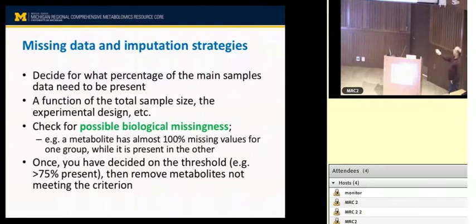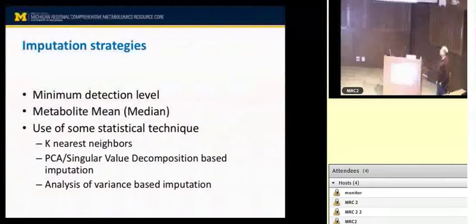So once you have decided on this threshold, then you remove the metabolites or the lipids or the unnamed features that don't meet that criterion, and then you proceed with some imputation strategy. The literature is full of different strategies. All of them have pros and cons. For example, you may impute all the missing values at the minimum detection level, and that's something that the core has that information and can provide to you. Or you impute with the mean for that metabolite. For the remaining values, you have 75% of the values present.